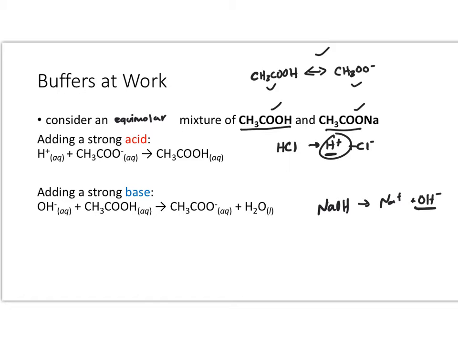In this case, we've produced more acetate ion. We've decreased the quantity of acetic acid. So the acetate ion will be present in a little bit larger quantity. If I decrease the amount of acetic acid, I'm going to subsequently increase my pH.